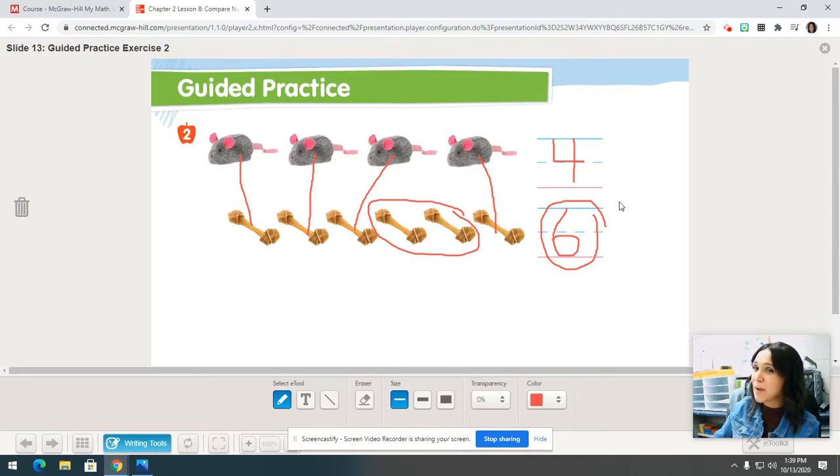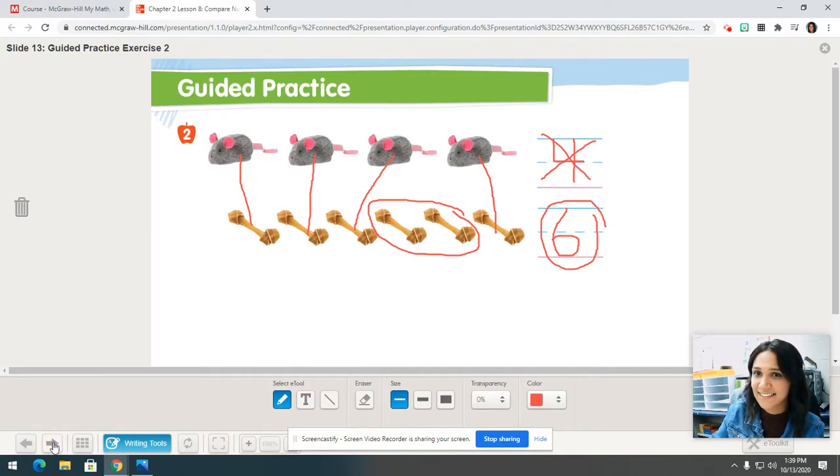Awesome. So what does that tell you about number 4? It is what? Little, right? So that means that it is less than. Put an X on the number that is less than. And echo me. 4 is less than 6.